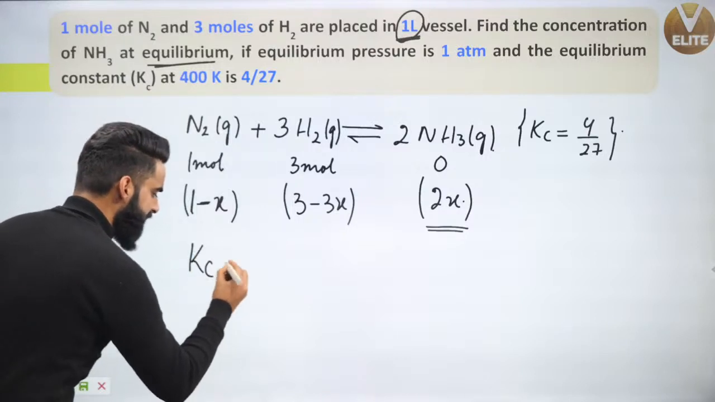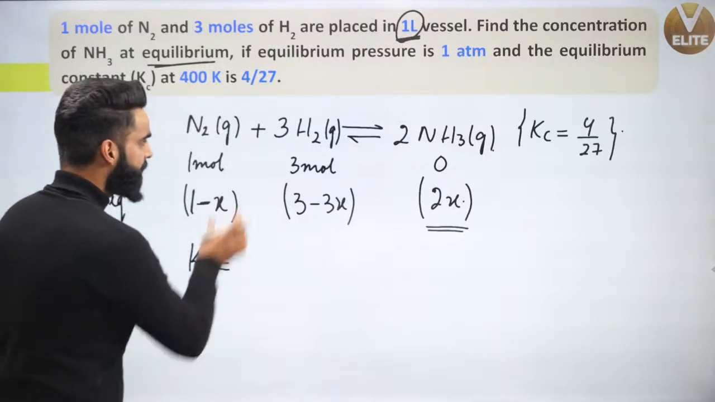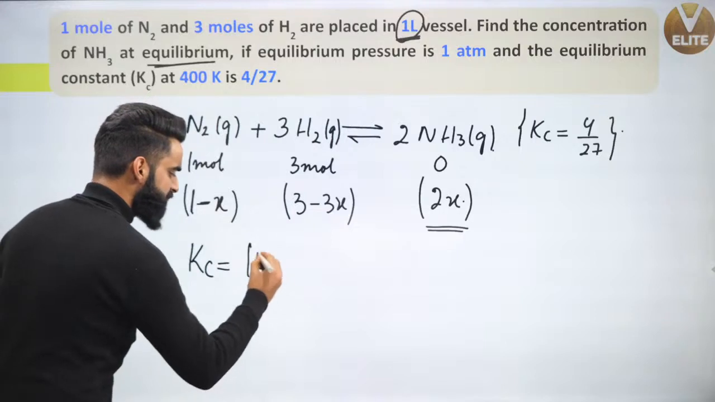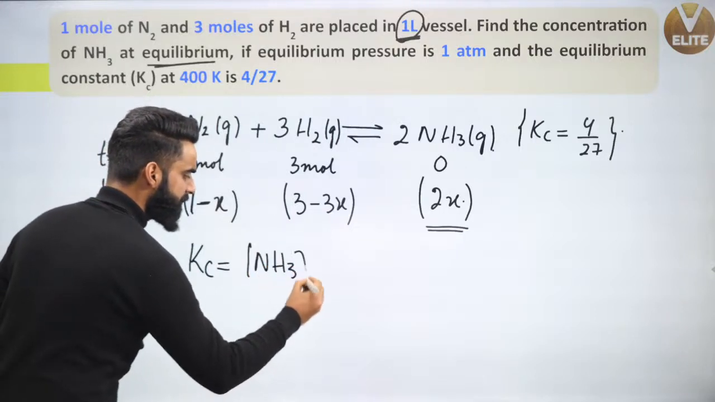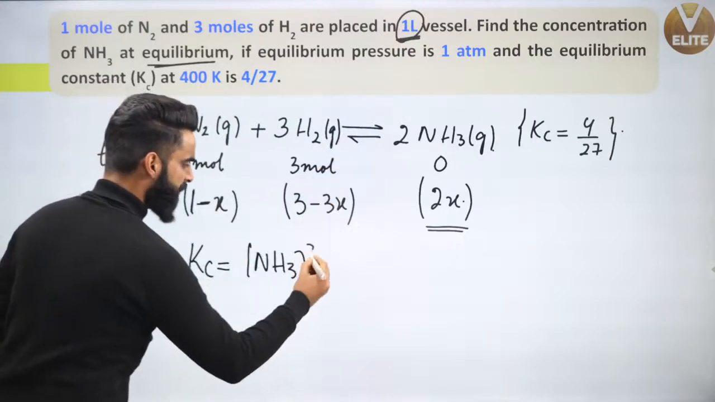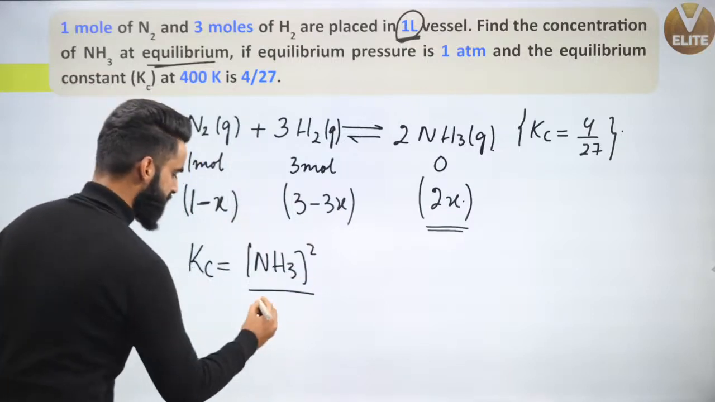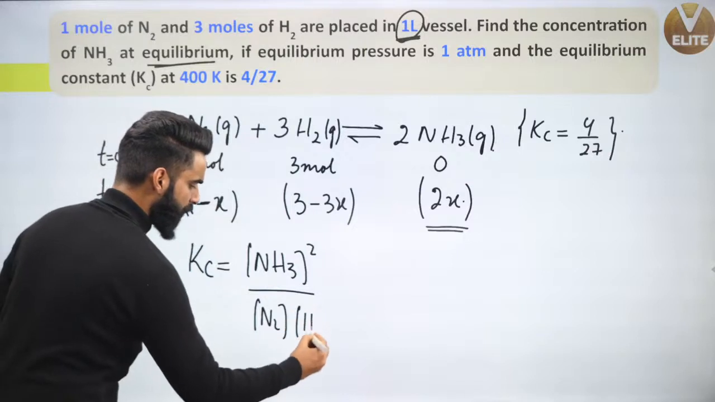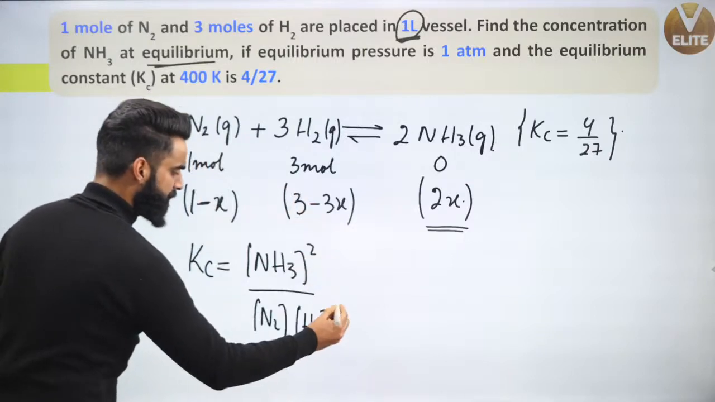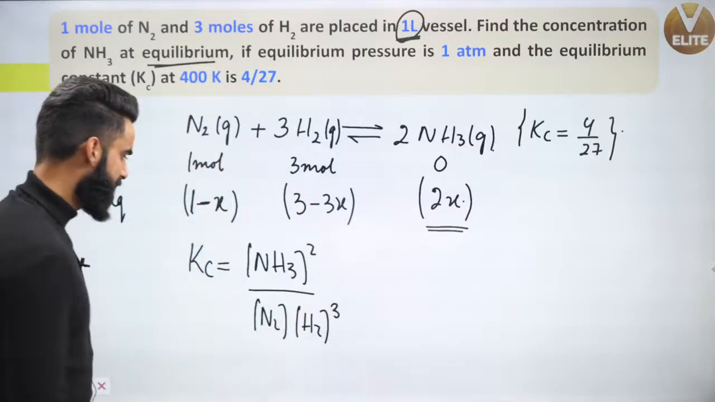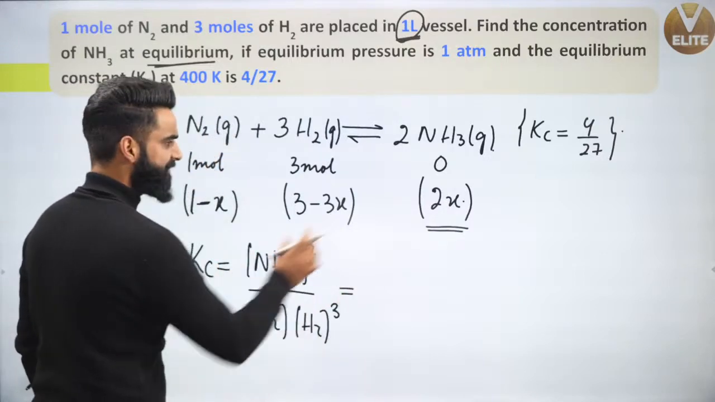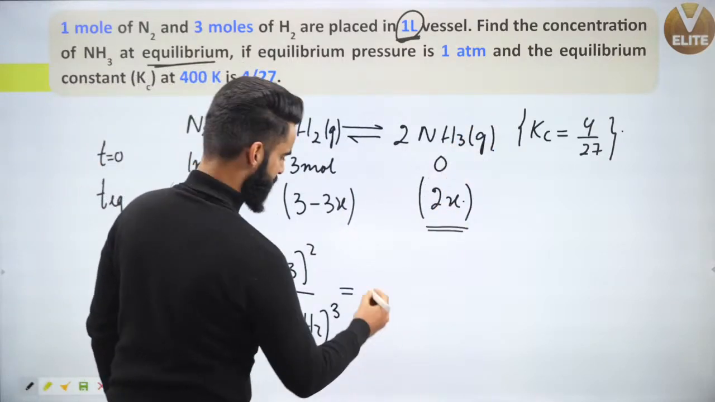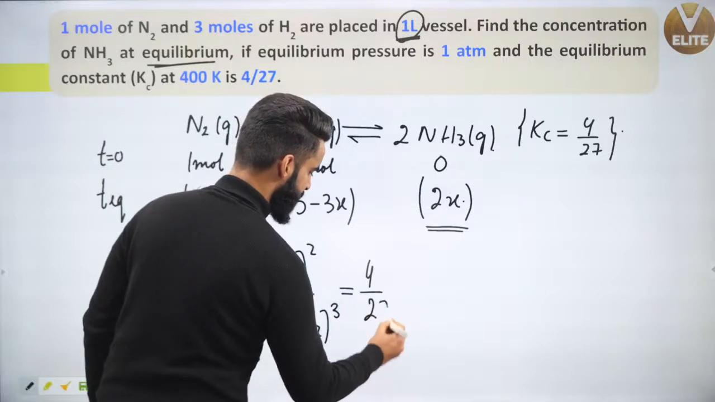I'll simply write the Kc expression over here. What will be the Kc expression for the reaction? It's going to be the concentration of NH3 at equilibrium raised to power 2, divided by the concentration of N2 at equilibrium raised to power 1, multiplied by the concentration of H2 at equilibrium raised to power 3. Correct? And the Kc value is given to me as 4 divided by 27.